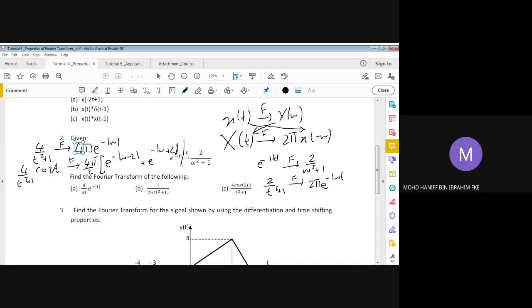Yes, yes, Doctor. Okay, thank you very much. How about question 2A and B? I think B and C are almost the same, because for B you also need to use the duality property plus the linearity property. And I think A should be no problem because it is based on differentiation. Okay, so I think we are done with this.